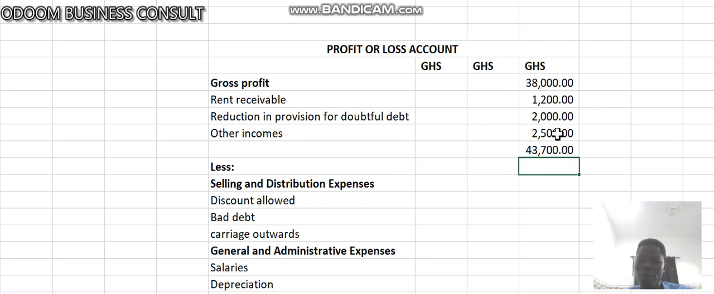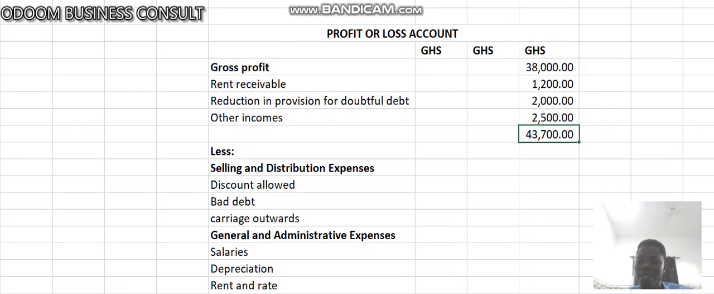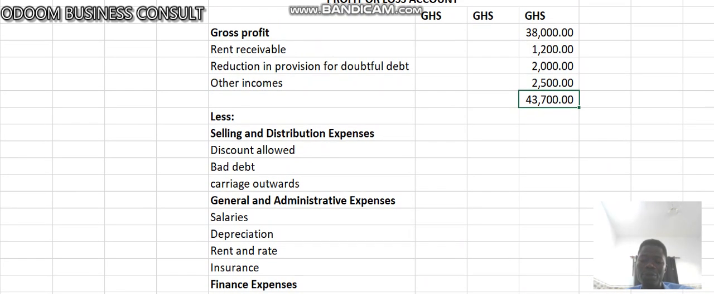So once we have this, then we go ahead to deduct our expenses we incurred within the year. And the expenses can be put into groups or into categories. We have the selling and distribution expenses, we have the general administrative expenses, we have the finance expenses. So all these expenses must be put together to be deducted from this total income here of 43,700 for us to get our net profit.